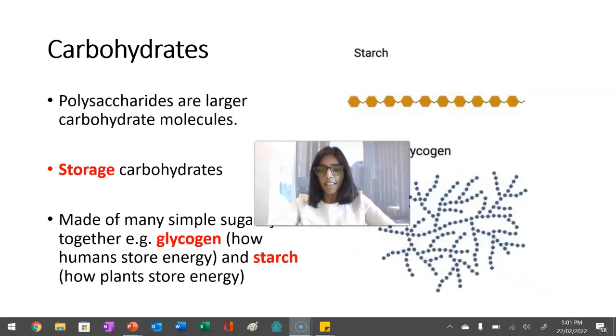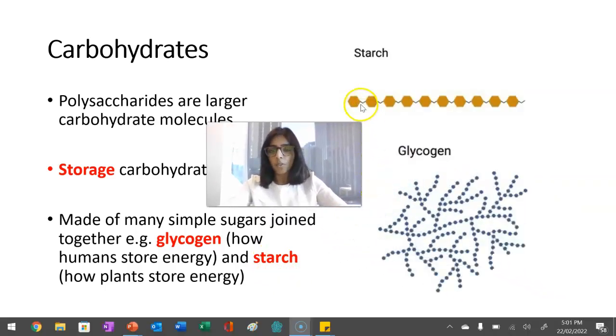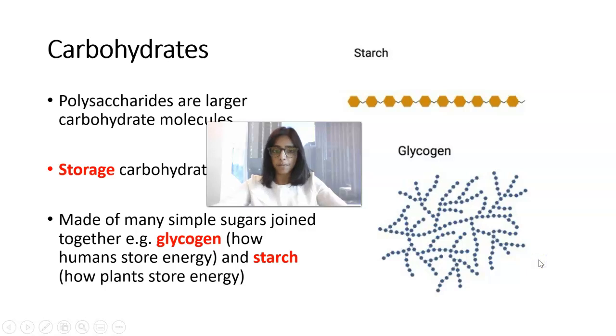Here we can see that although it's lots of small repeating units over and over again, plants will store it in this linear structure, which is starch. Glycogen, which is what humans and other animals store, has this branching structure. So it's a different structure, but the same principle applies.